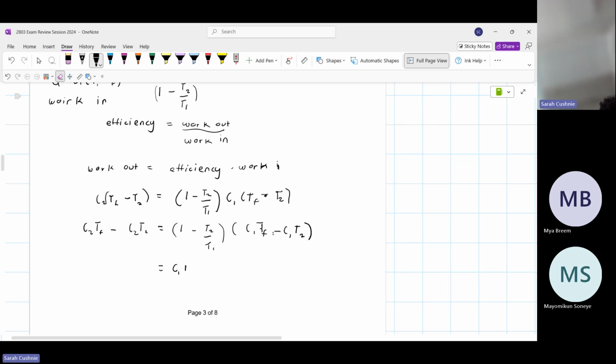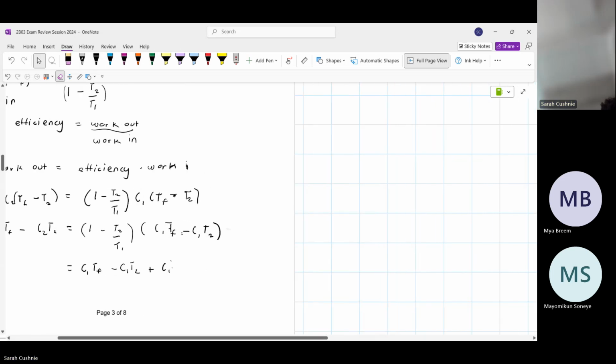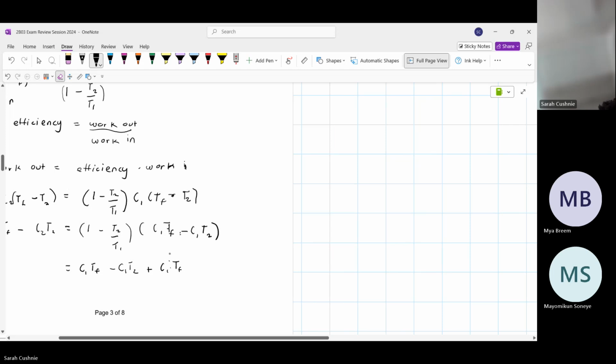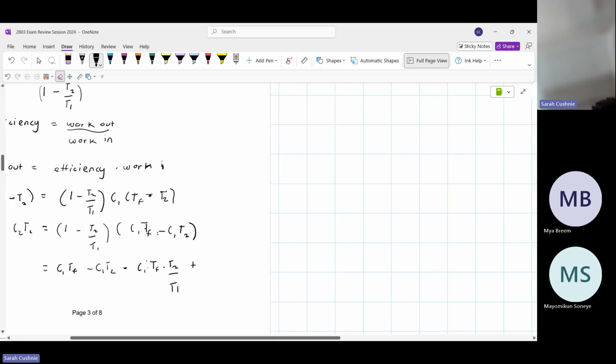C1 TF minus C1 T2, plus C1 TF. This is a minus, so doing this times this, and then the 1, minus C1 TF times T2 over T1, plus C1 T2 times T2 over T1.